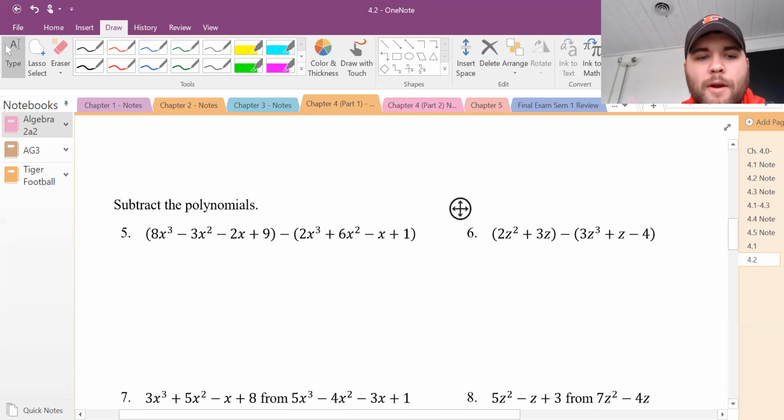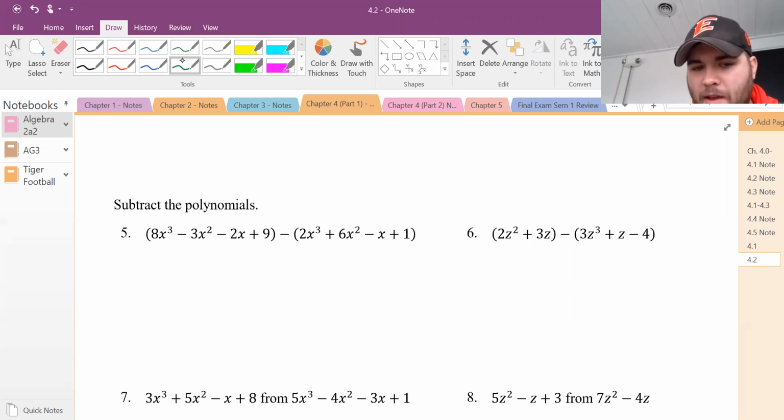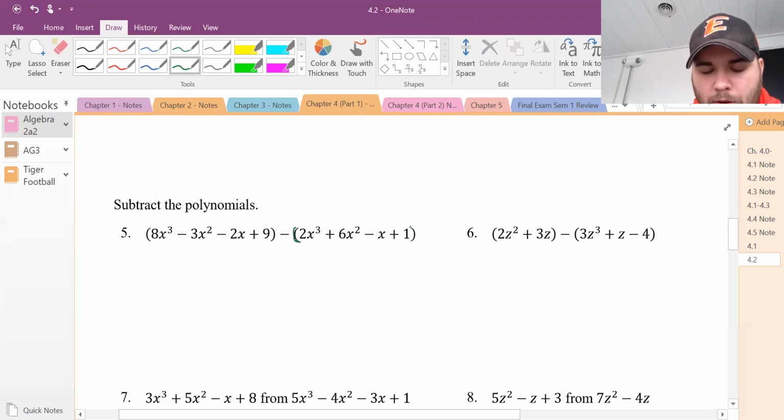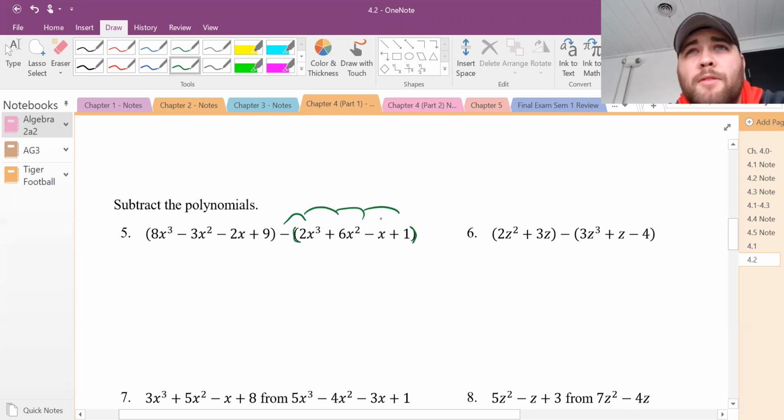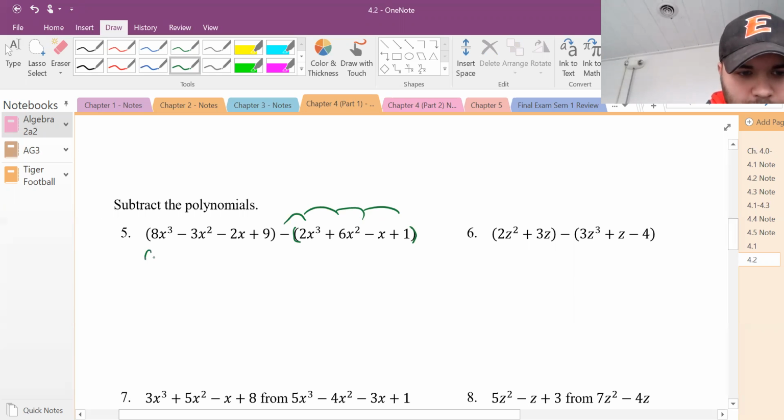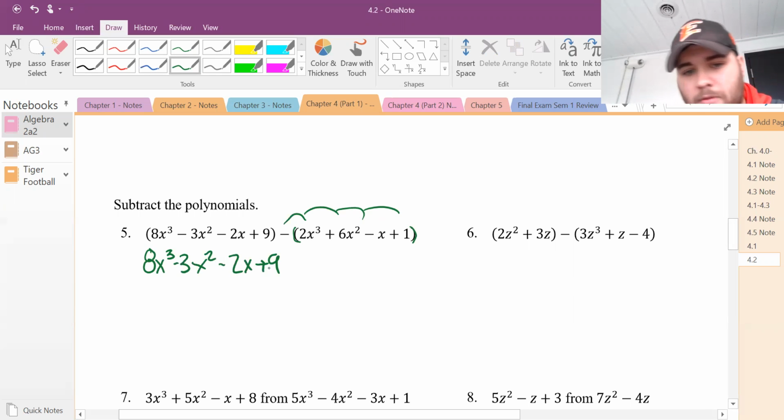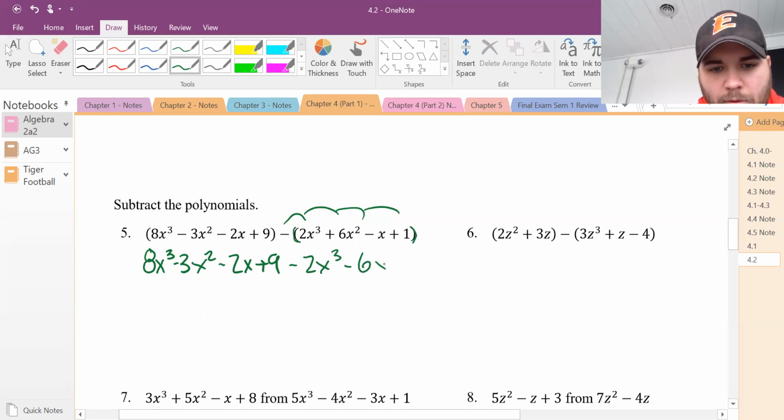The only hard thing is you have one extra step. What do I always say when you have a negative out in front of a set of parentheses? We always have to distribute that negative through and rewrite the whole equation. Tedious, I know, but it's math. So we have 8x cubed minus 3x squared minus 2x plus 9. Distribute that negative through to all 4 terms. We have negative 2x cubed minus 6x squared, the negative turns to positive x, plus x minus 1.